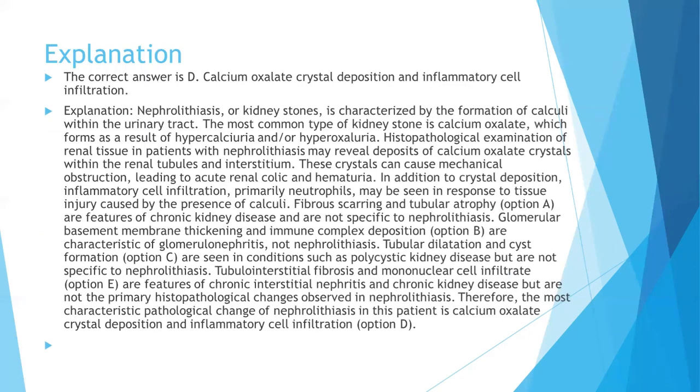So the correct answer is calcium oxalate crystal deposition and inflammatory cell infiltration. Nephrolithiasis, or kidney stones, is characterized by the formation of calculi within the urinary tract. The most common type of kidney stone is a calcium oxalate stone, which forms as a result of hypercalciuria and/or hyperoxaluria. Histopathological examination of renal tissue in patients with nephrolithiasis may reveal deposits of calcium oxalate crystals within the renal tubules and interstitium. These crystals can cause mechanical obstruction, leading to acute renal colic and hematuria. In addition to crystal deposition, inflammatory cell infiltration, primarily neutrophils, may be seen in response to tissue injury caused by the presence of calculi.